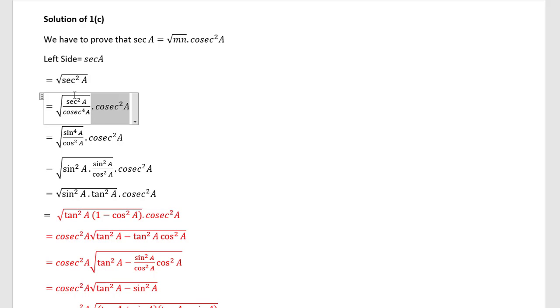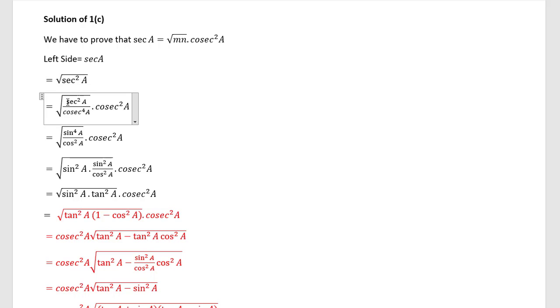Because this root and this power 4 will be cancelled, and you will get cosec square a at the denominator, and this cosec square a and this cosec square a will be removed, and it will balance to root over sec square a. So to balance the whole thing, you have to introduce a cosec square a and divide sec square a by cosec power 4a, because it is beneath the root.